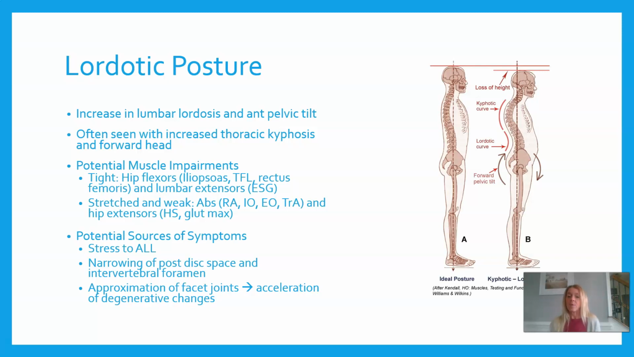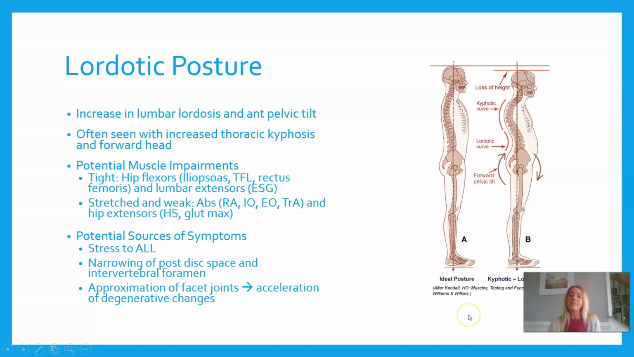So the rectus abdominis, internal obliques, external obliques, and transversus abdominis, as well as the hip extensors. And here we're talking about the hamstrings and glute max. Those are going to be stretched and weak. So potential sources of symptoms could be stress to the anterior longitudinal ligament, because as you can see in this picture here, when we increase the lordosis, we're going to stress or stretch out the anterior longitudinal ligament.